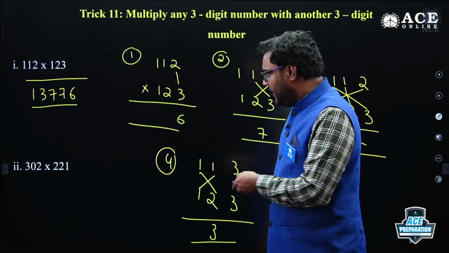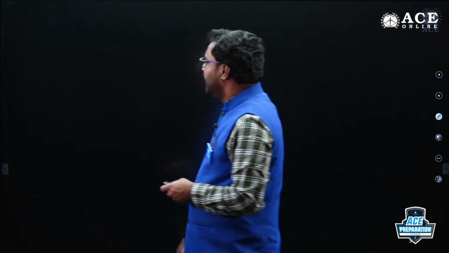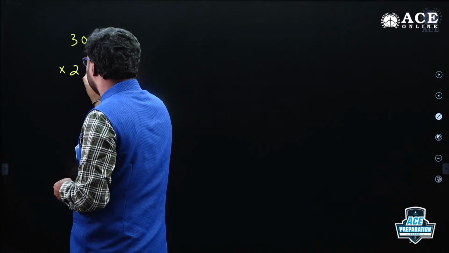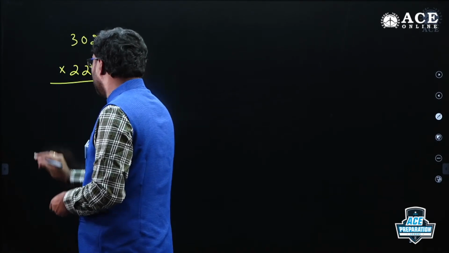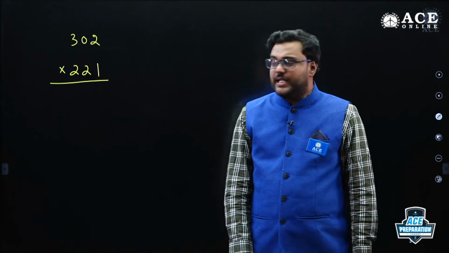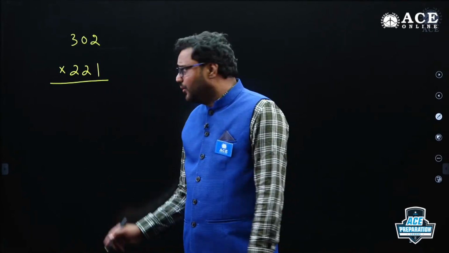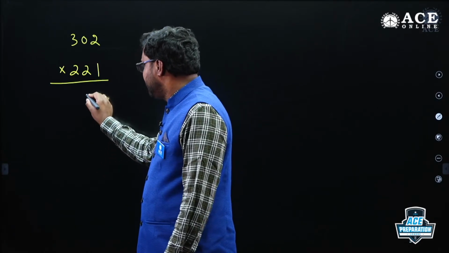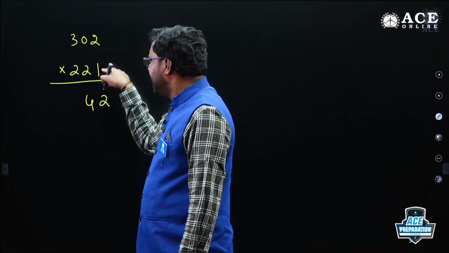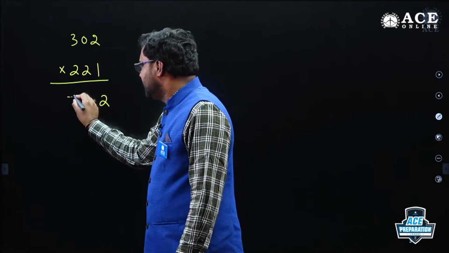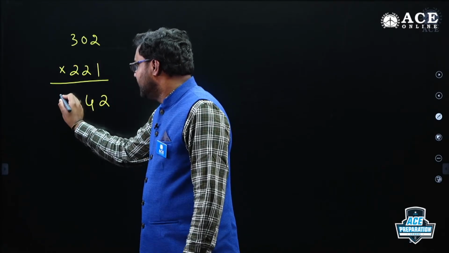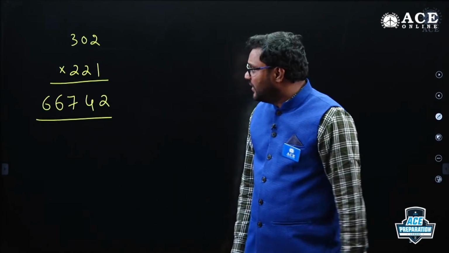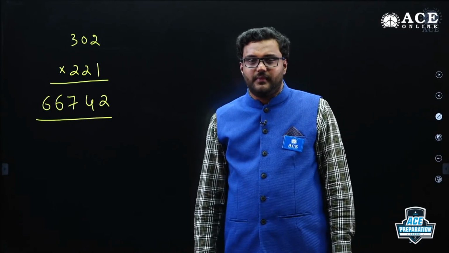Next, we'll go for 302 into 221. So guys, now do this calculation, 302 into 221. Set 2 into 1, 2. Then cross multiplication, we got 4, sir. Fine. Then this 3 cross multiplication, 3, 0 and 4, 7, sir. Then this cross multiplication, 6, sir. Then this one, 6. If you just see, we got 66,742. Clear?